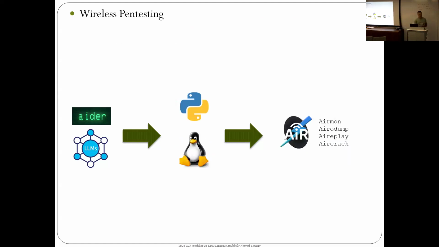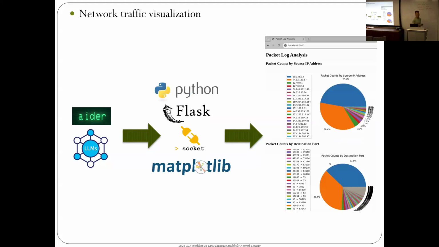I had a student using Aider develop a wireless pen testing application where the LLM generated the Python code to orchestrate aircrack-ng commands, which is a way of automatically cracking a protected wireless network. I had a student use Aider to do a network packet visualization. So tying together Python Flask for the web UI, the socket package to get the network traffic off of the wire, and then matplotlib to generate graphs, based on prompting in natural language through the Aider tool.